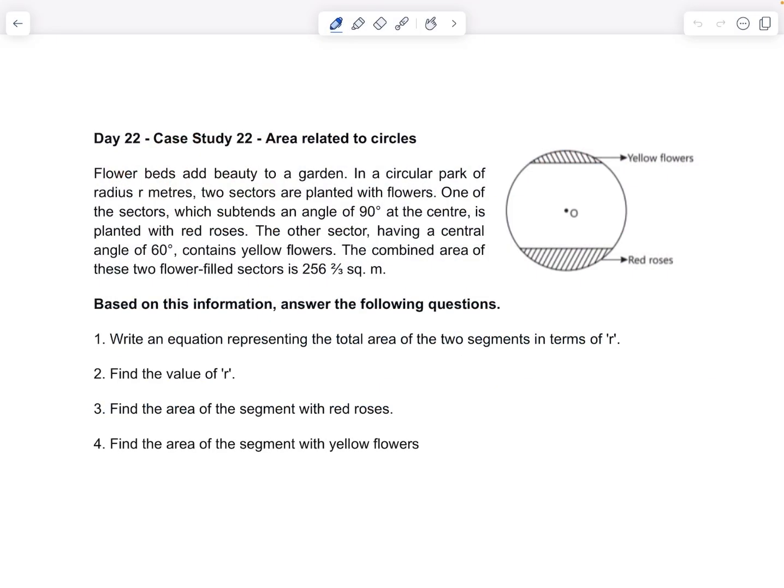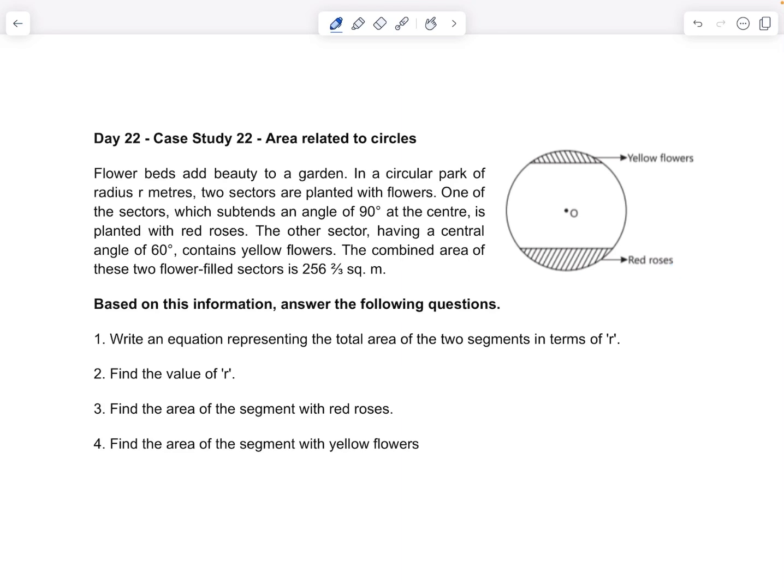The question goes like this. Flower beds add beauty to a garden. In a circular park of radius r meters, two sectors are planted with flowers. One of the sectors, which subtends an angle of 90° at the center, is planted with red roses. The other sector, having a central angle of 60°, contains yellow flowers. The combined area of these two flower-filled sectors is 256 2/3 square meters. Based on this information, answer the following questions.